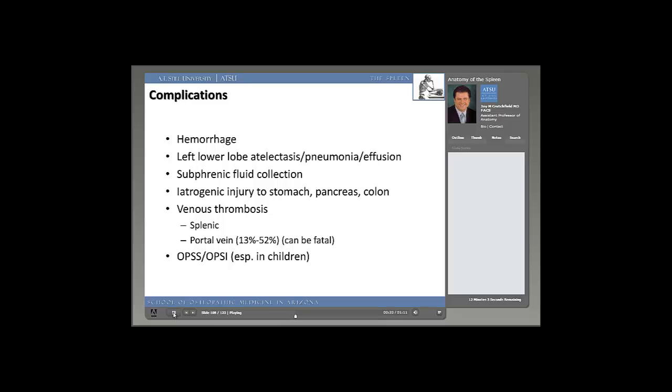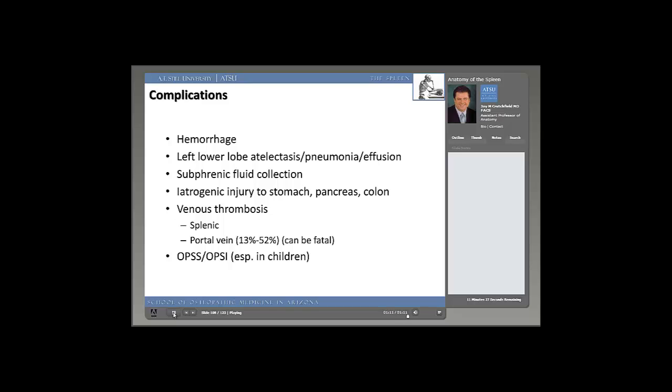Of course, most patients will have only a transient thrombocytosis, an elevation of the platelet count sometimes greater than 1 million. Splenic vein thrombosis and worse, portal vein thrombosis, which can be fatal, can also be complications of a splenectomy. And in children, overwhelming post-splenectomy sepsis or overwhelming post-splenectomy infection can occur, hence the reason for the push for non-operative trauma in children. But sometimes non-operative treatment fails and you need to remove the spleen.